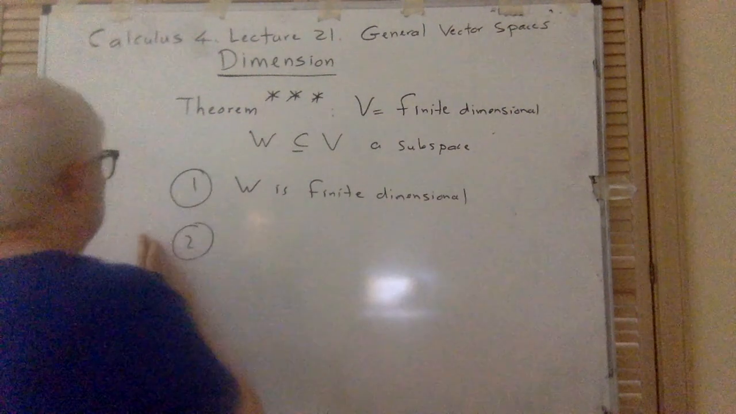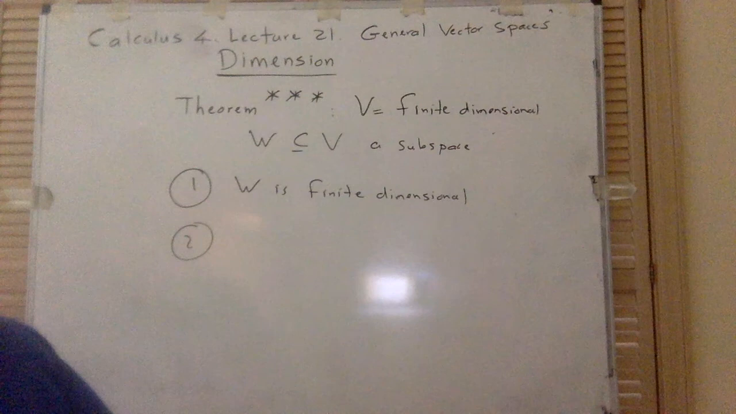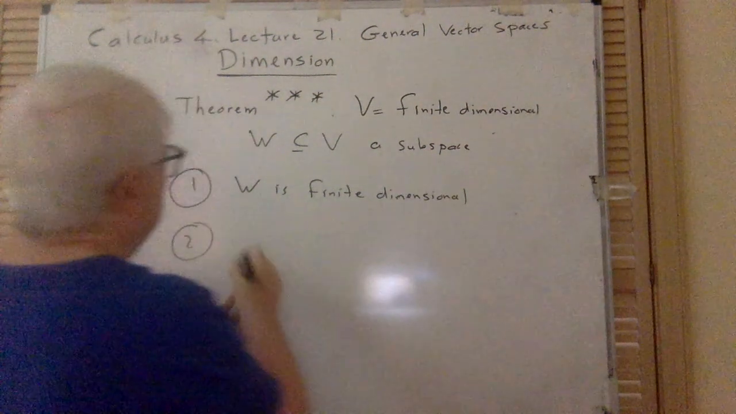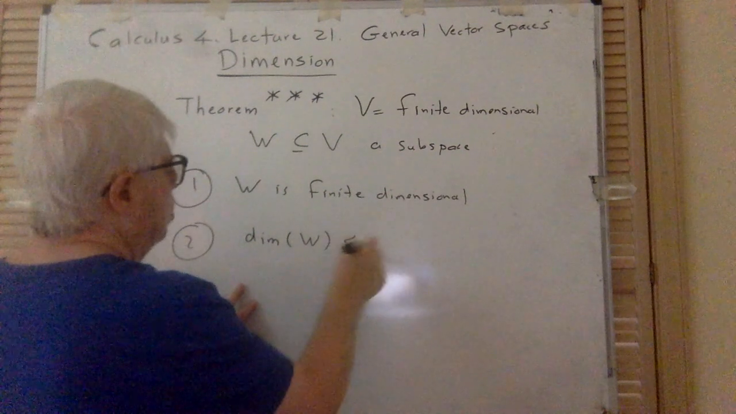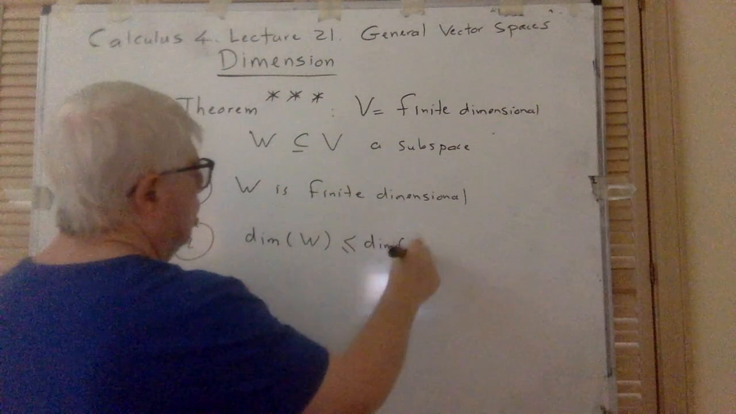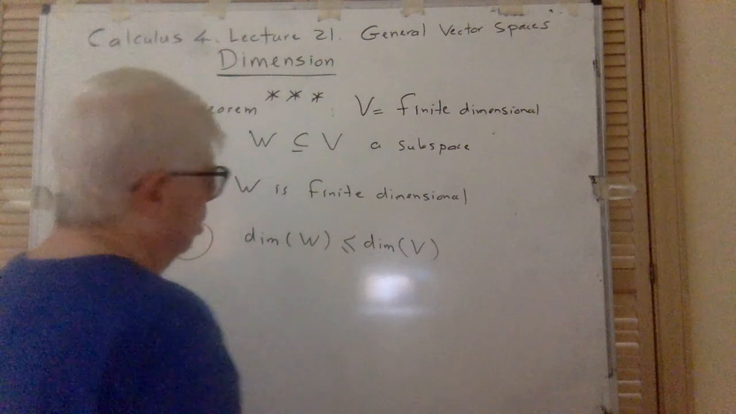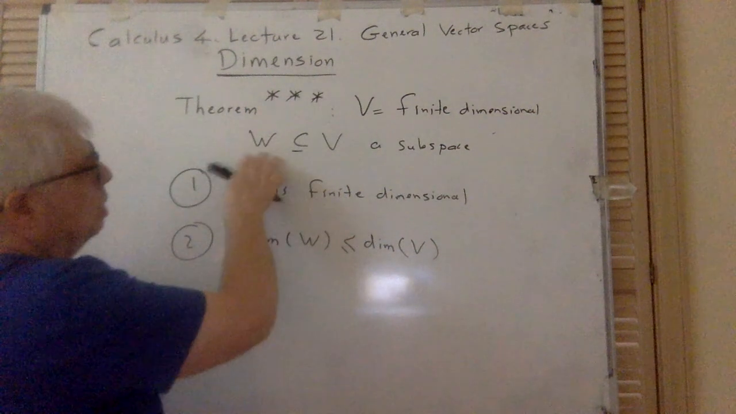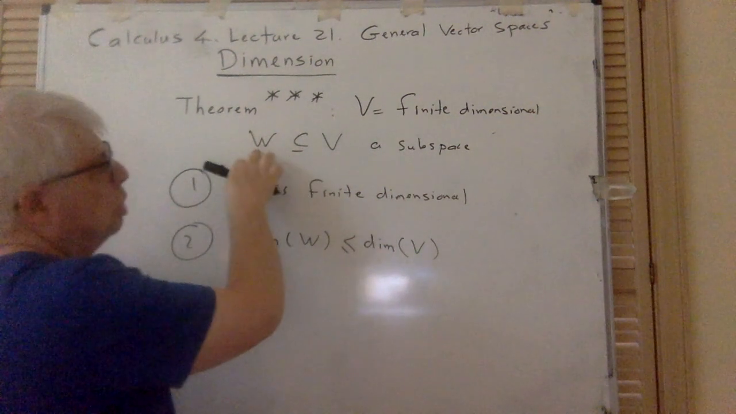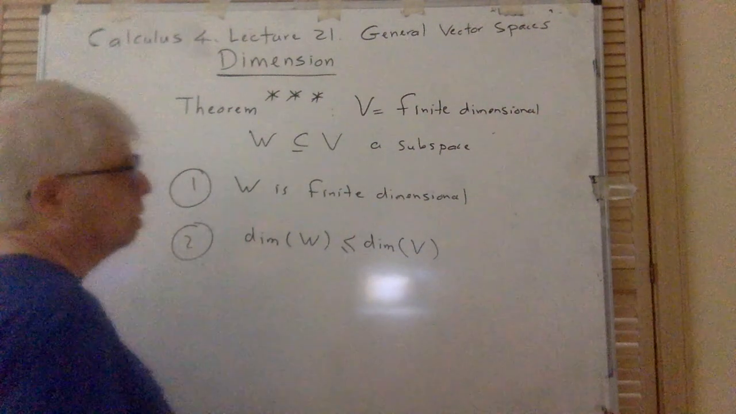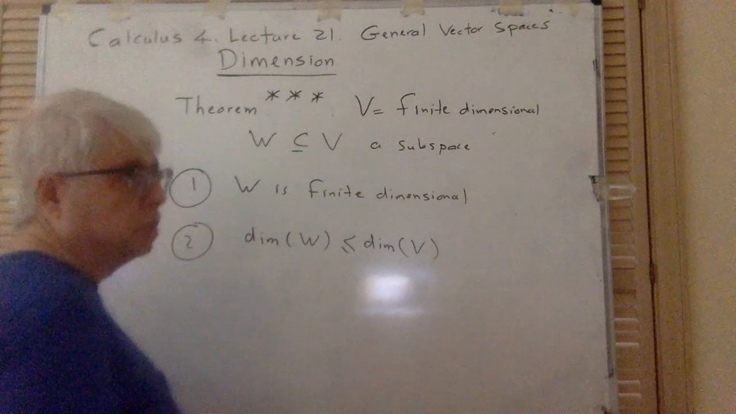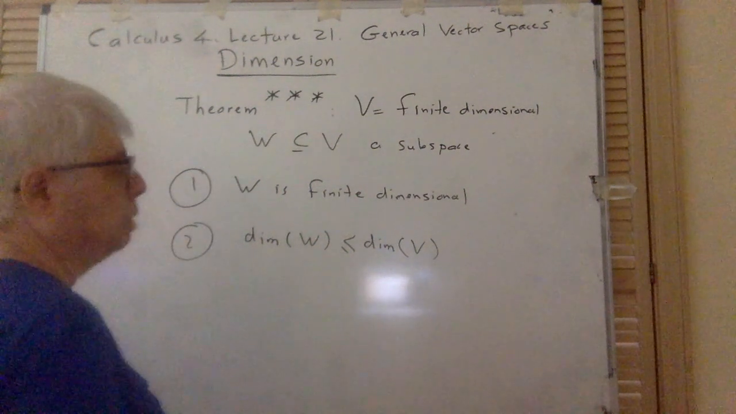Two, dimension of W is less than or equal to dimension of V. You might say, why equal? Equal is because I have put equal here, which means that this W can be V itself. And remember I said subspaces, V is a subspace of itself. We consider V as a subspace of itself.